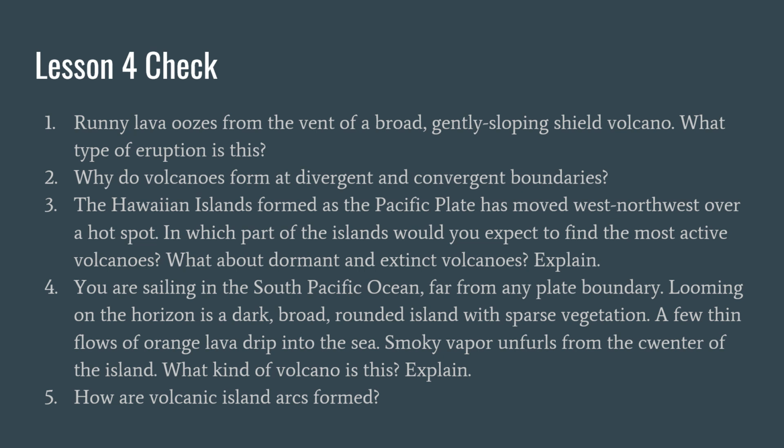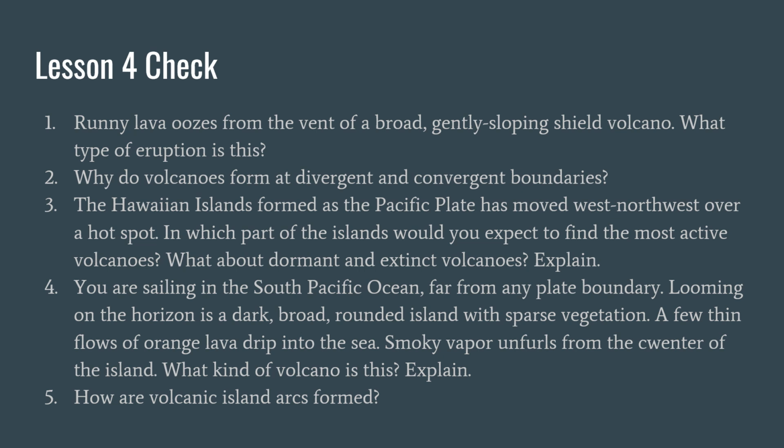4. You are sailing in the South Pacific Ocean, far from any plate boundary. Looming on the horizon is a dark, broad, rounded island with sparse vegetation. A few thin flows of orange lava drip into the sea. Some smoky vapor unfurls from the center of the island. What kind of volcano is this? Explain. Most likely, it's a shield volcano, or a hotspot volcano, based on the shape, size, and slow eruption, and its distance from any plate boundary.